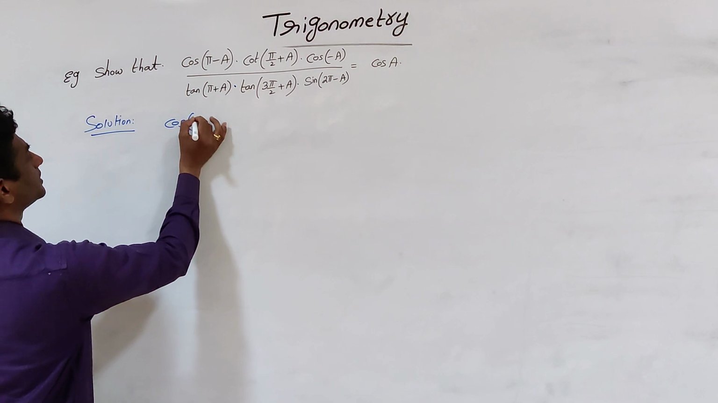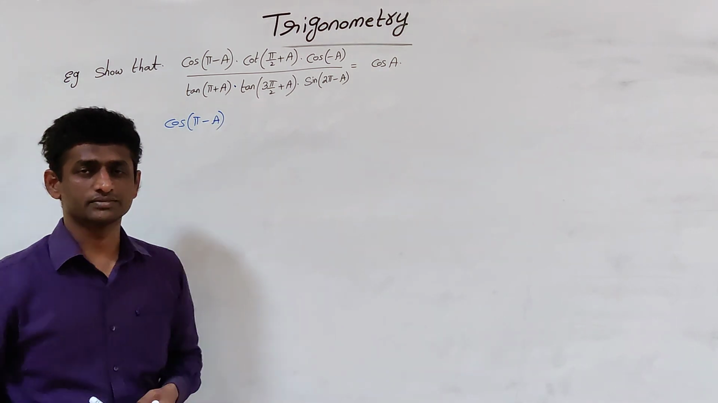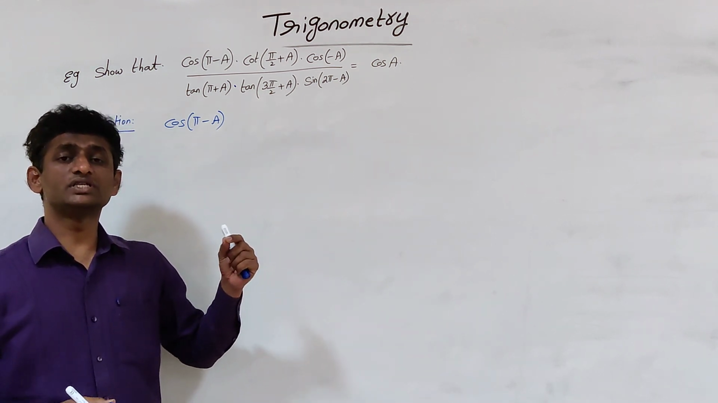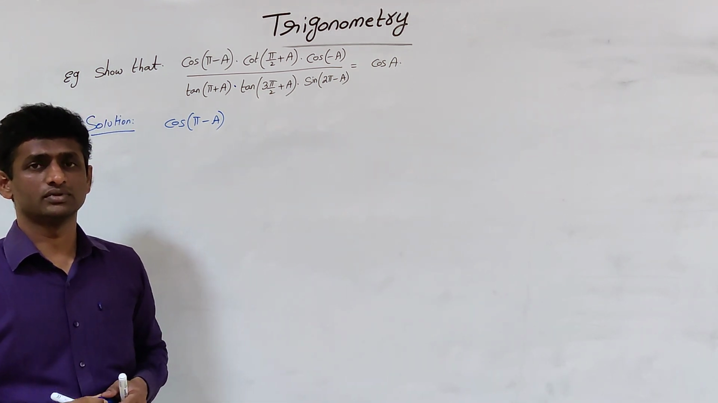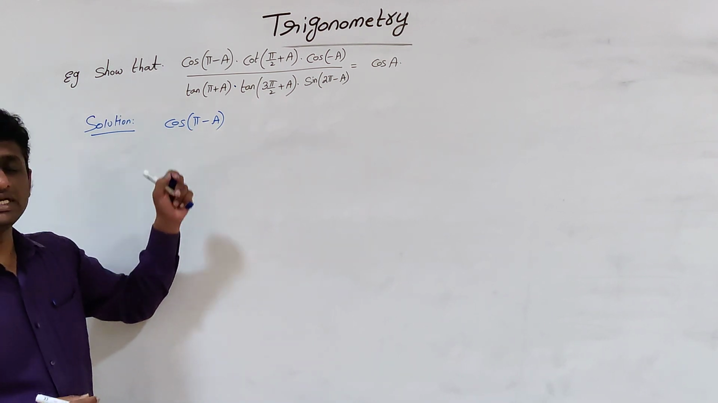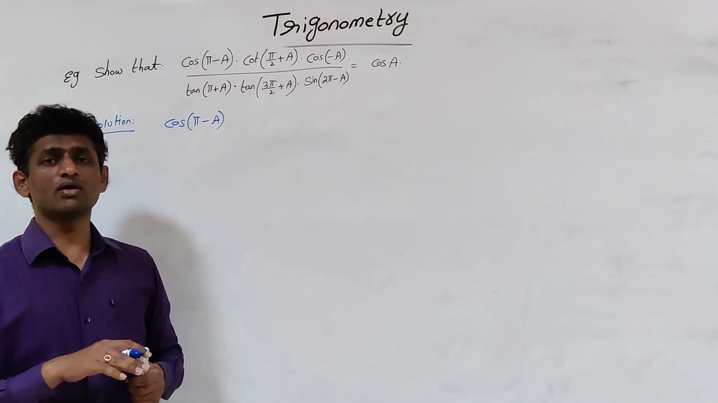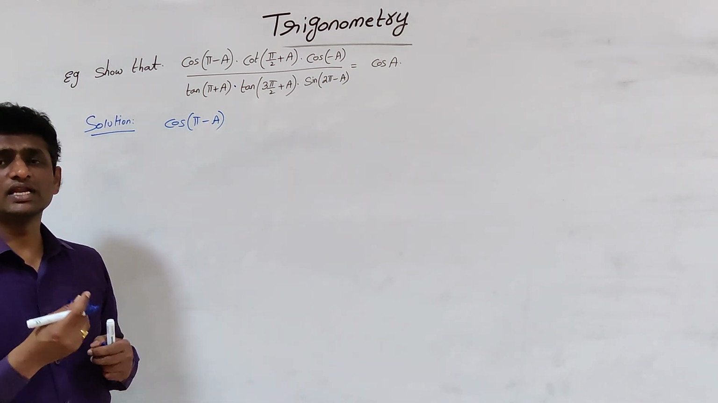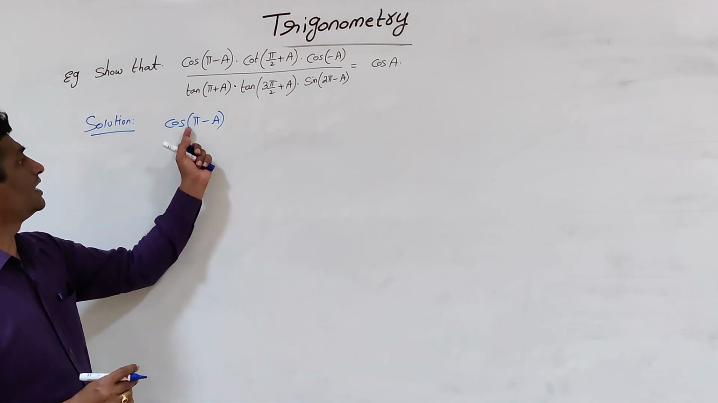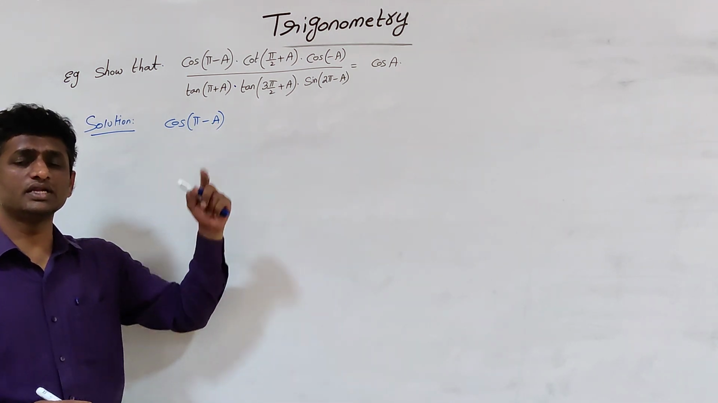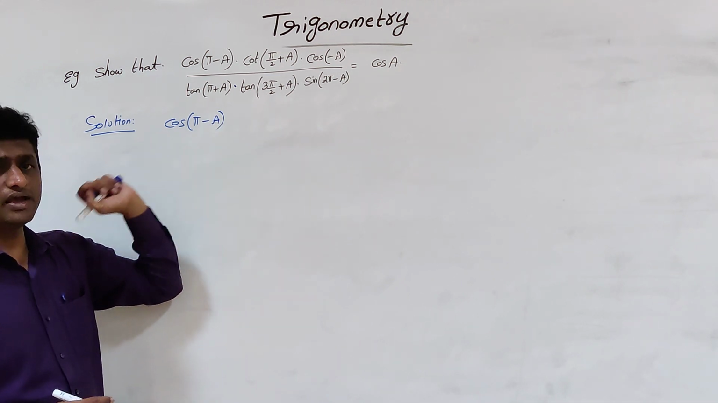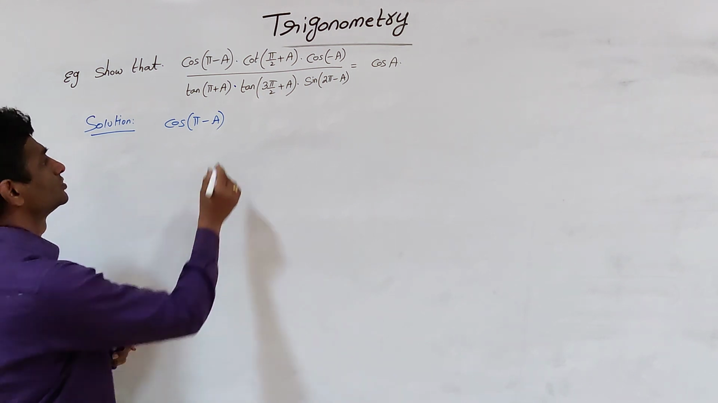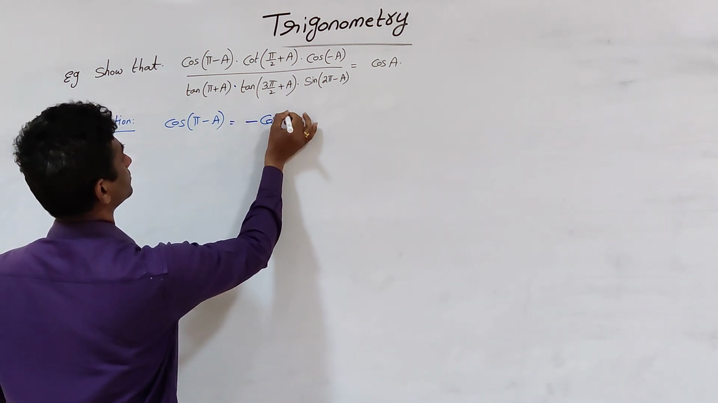Cos of pi minus a. Pi means it is 180 degrees. So pi minus a means it is an angle which lies in the second quadrant. Now pi means it is an even multiple of 90, so the trigonometric ratio does not change. So cos will be cos as it is. And whether it is plus or minus, as 180 minus theta lies in the second quadrant, in the second quadrant cos will have a negative sign, so it will be minus cos a.